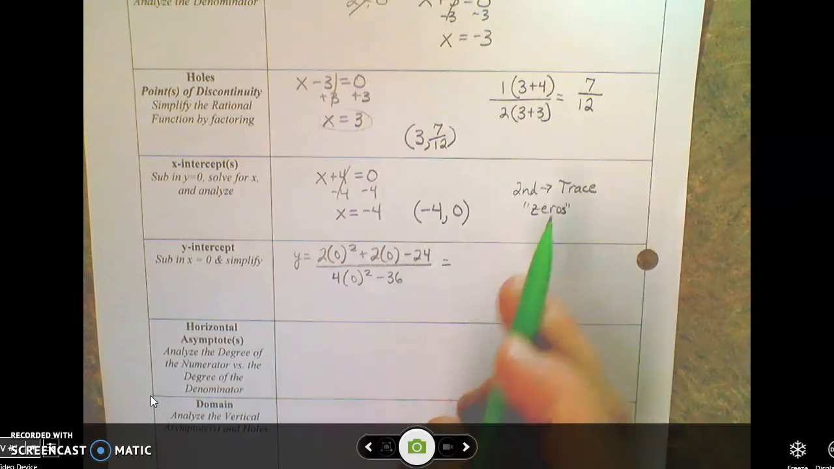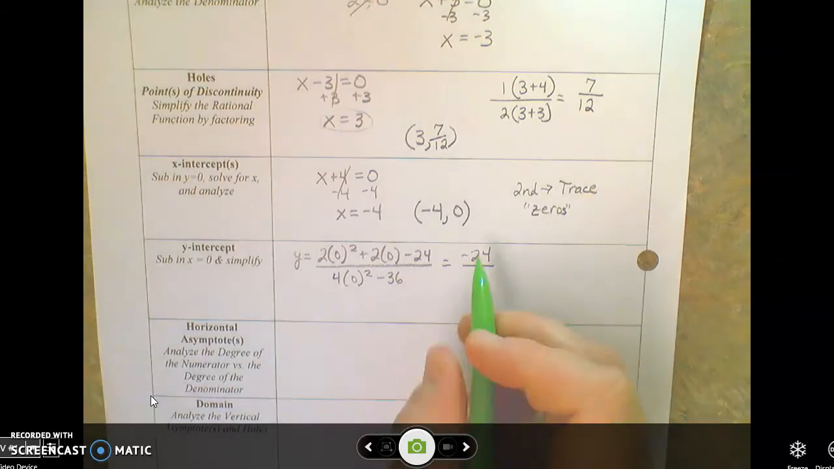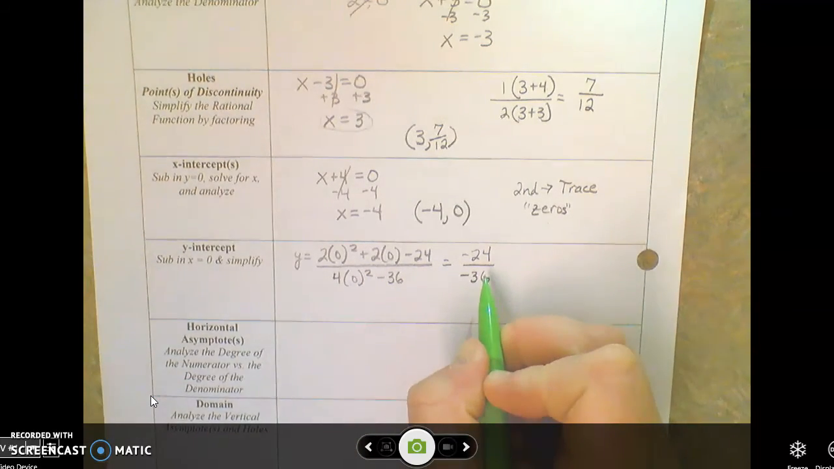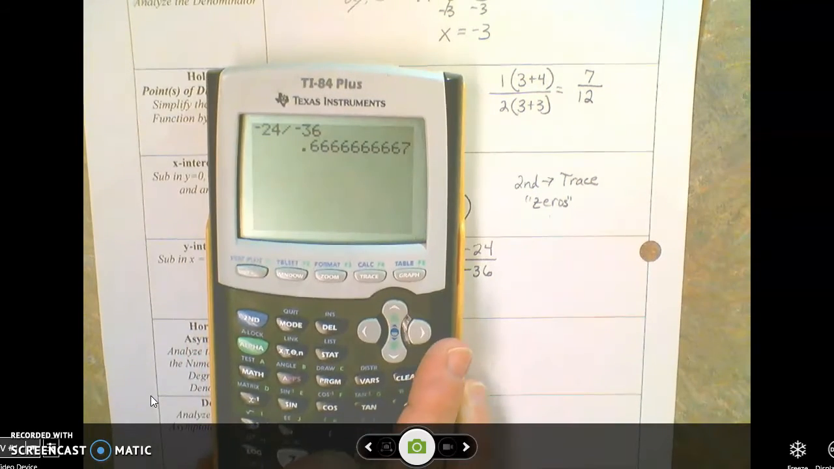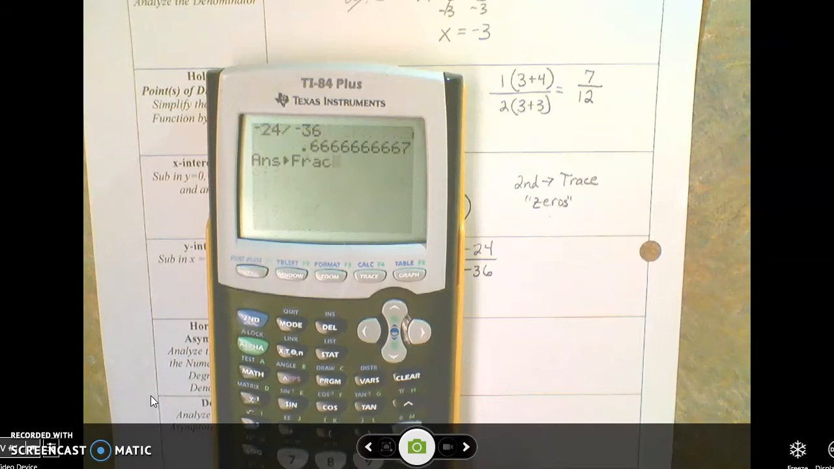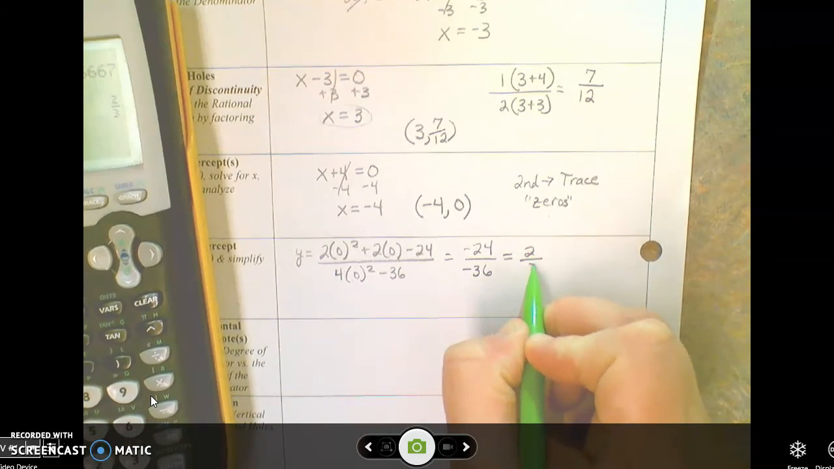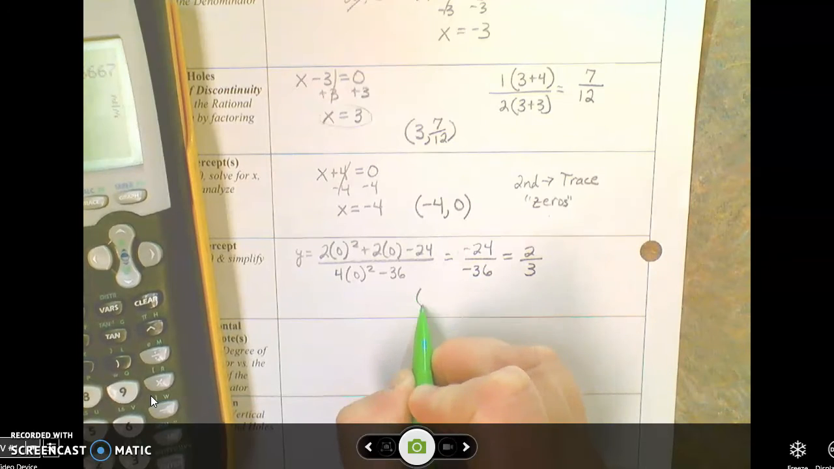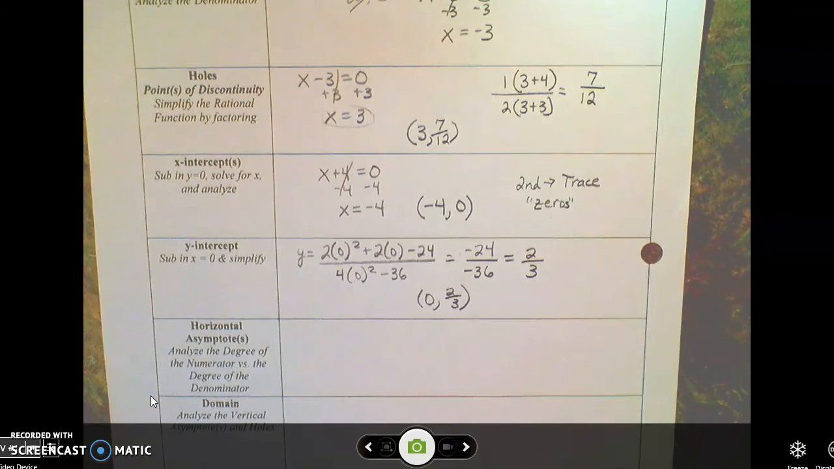0 plus 0 minus 24 is negative 24. 0 minus 36 is negative 36. And we are going to simplify negative 24 over negative 36, which gives us 2/3. So our y-intercept is at 0, 2/3. And that's it.